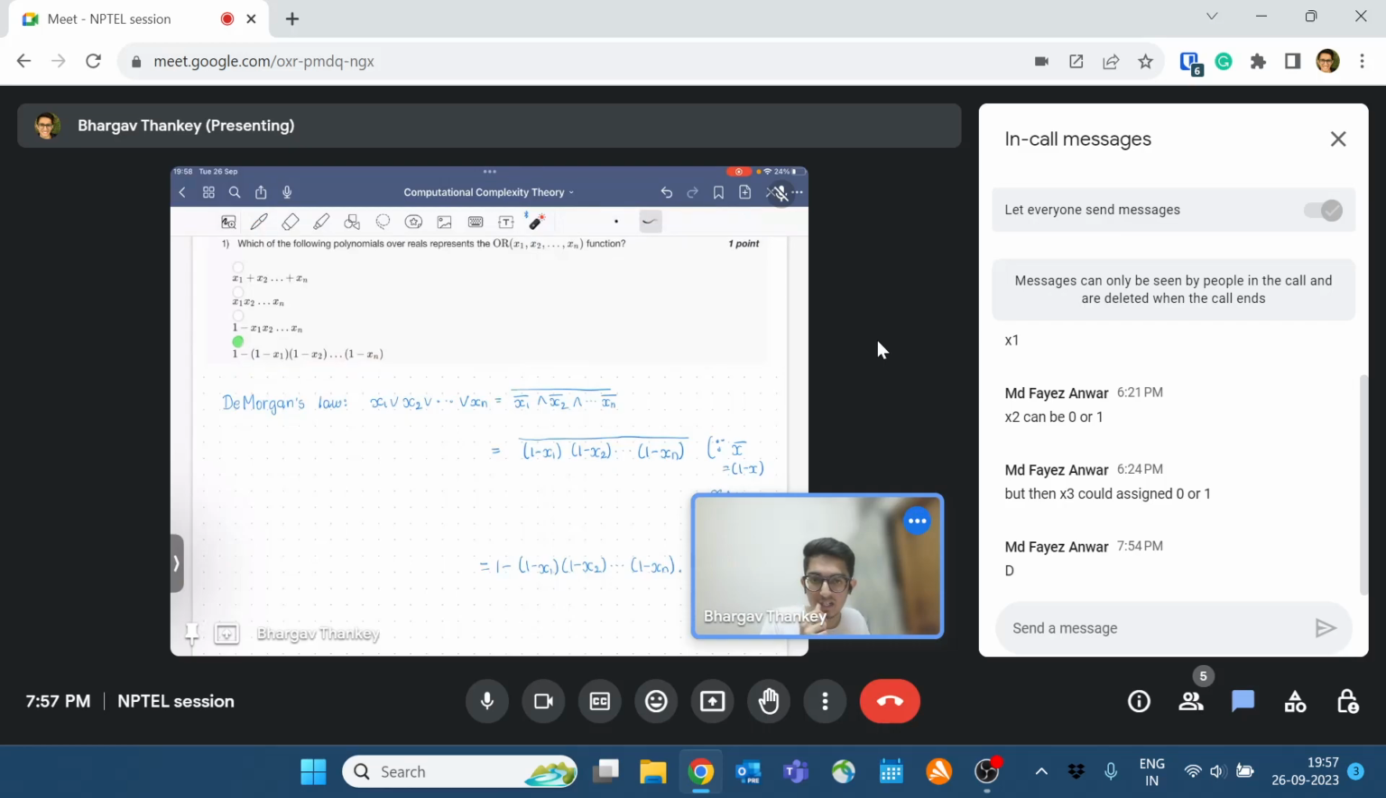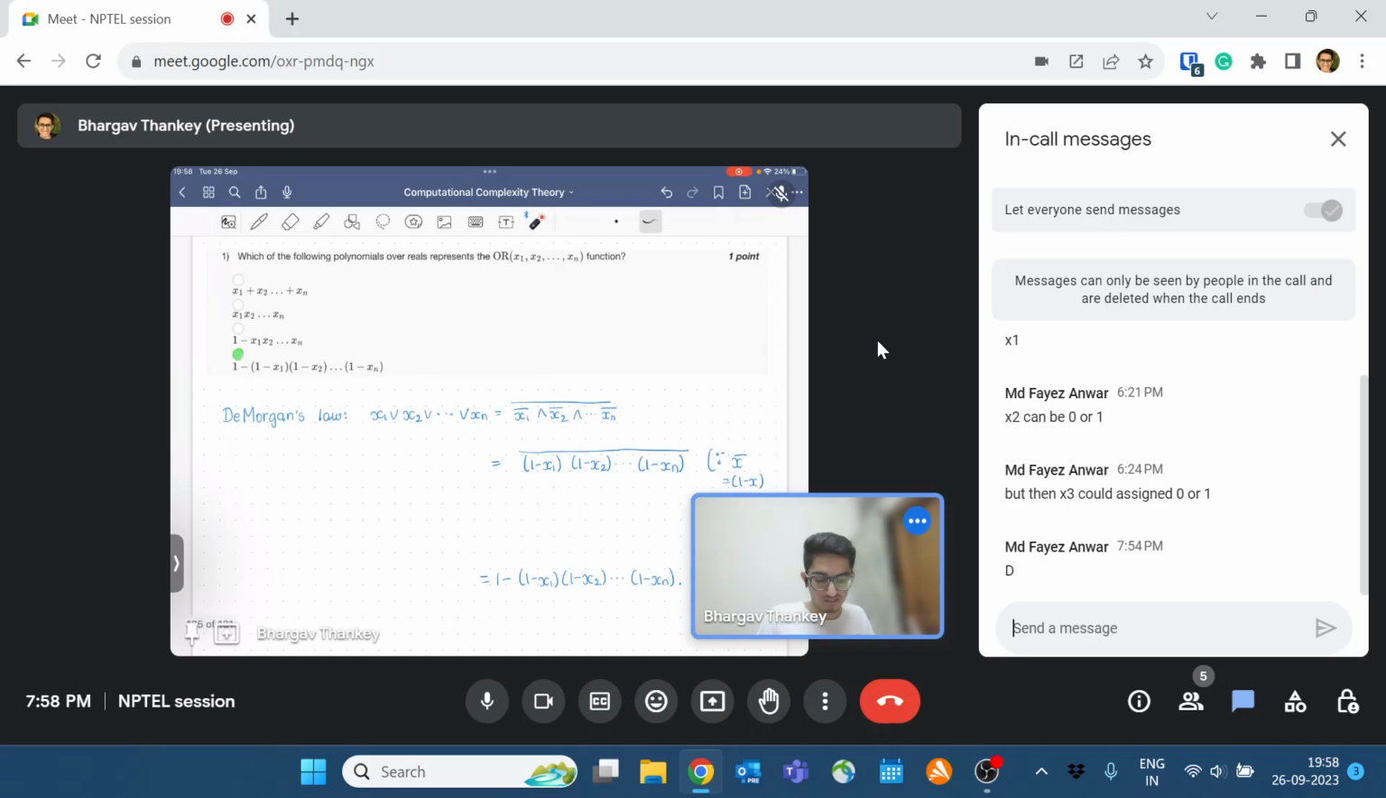So is this fine? Yes. When is this polynomial non-zero? It is only non-zero when this product is zero, right? And this would be zero whenever any one of the xi is one. So this polynomial is non-zero if and only if at least one of the xi is one, which is exactly the OR function, right? Yes. So this is another way of showing that this is OR. So were there any other questions that you want me to solve?